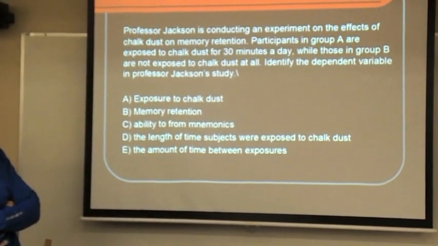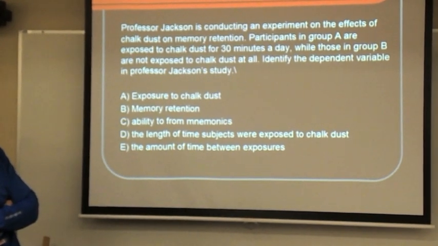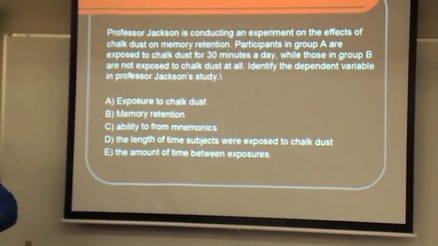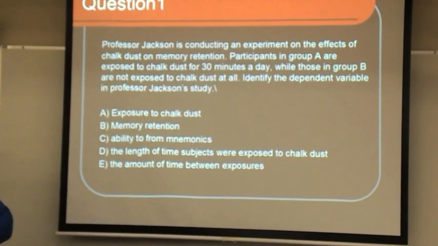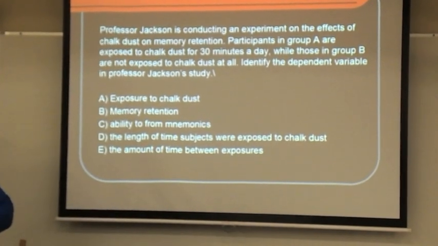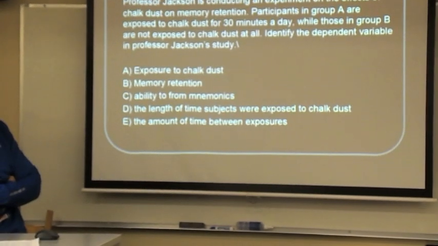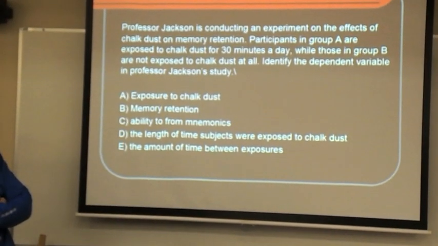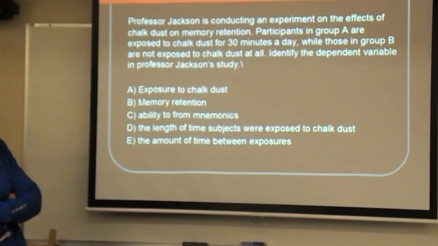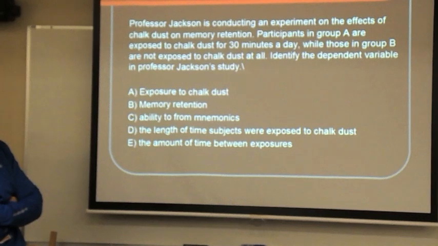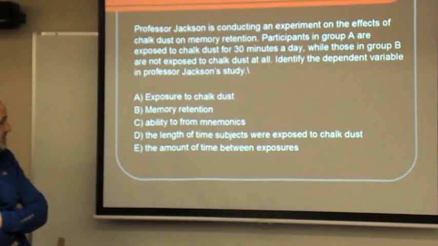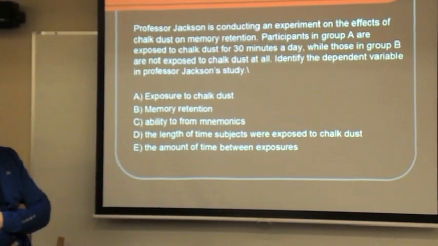Professor Jackson is conducting an experiment on the effects of chalk dust on memory retention. Participants in Group A are exposed to chalk dust for 30 minutes a day, while those in Group B are not exposed to chalk dust. Identify the dependent variable in Professor Jackson's study. Now remember, the dependent variable is the measurement. So which part of that example is going to be a measurement type of variable? Is it exposure to chalk dust? Memory retention? Ability to form mnemonics? The length of time subjects were exposed to chalk dust? Or the amount of time between exposures?